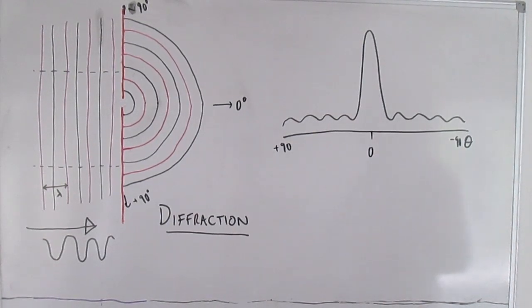Now in real life, if we're talking about visible light, we're talking about light of the order of, say, 500 nanometers would be a typical sort of wavelength. So that's 5 times 10 to the minus 7 meters.